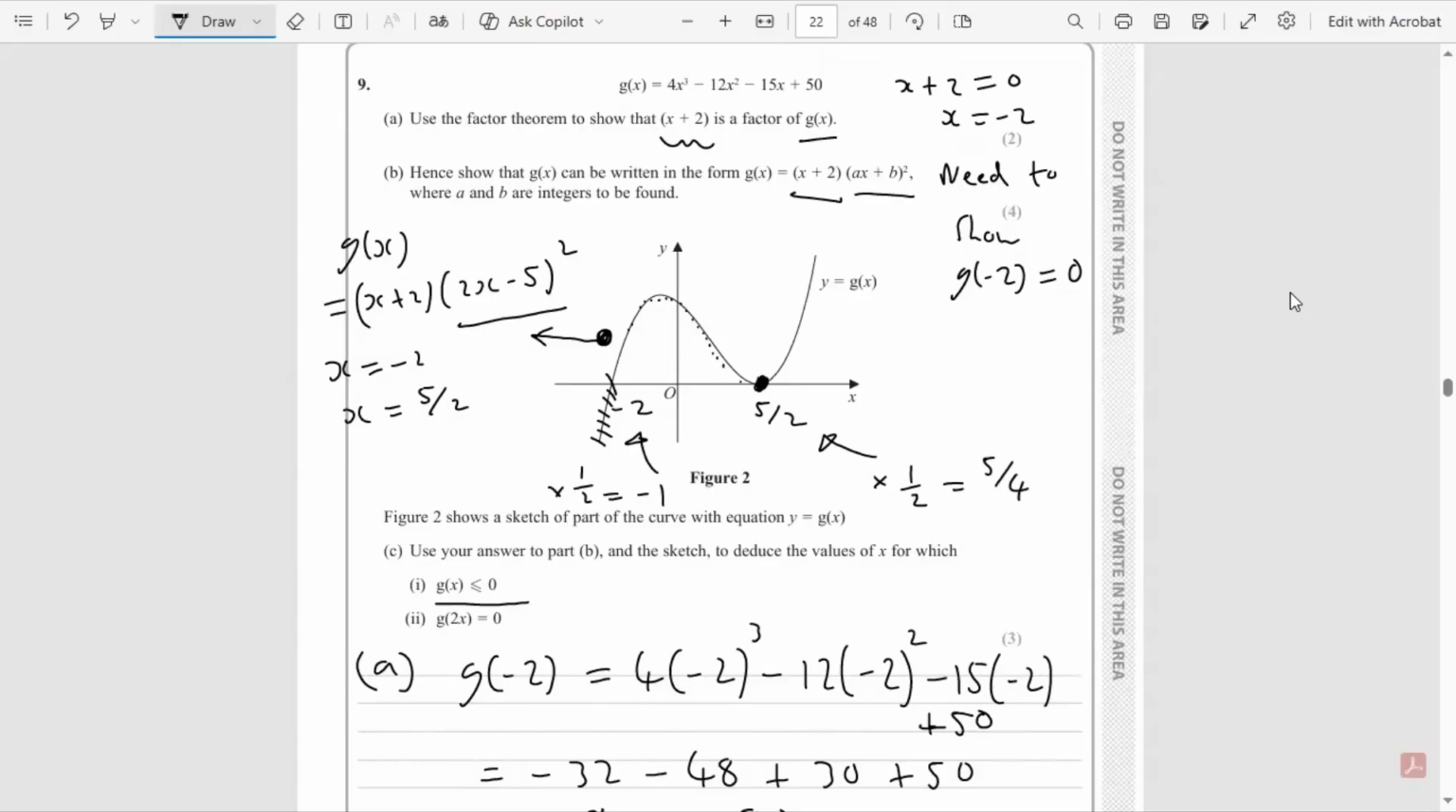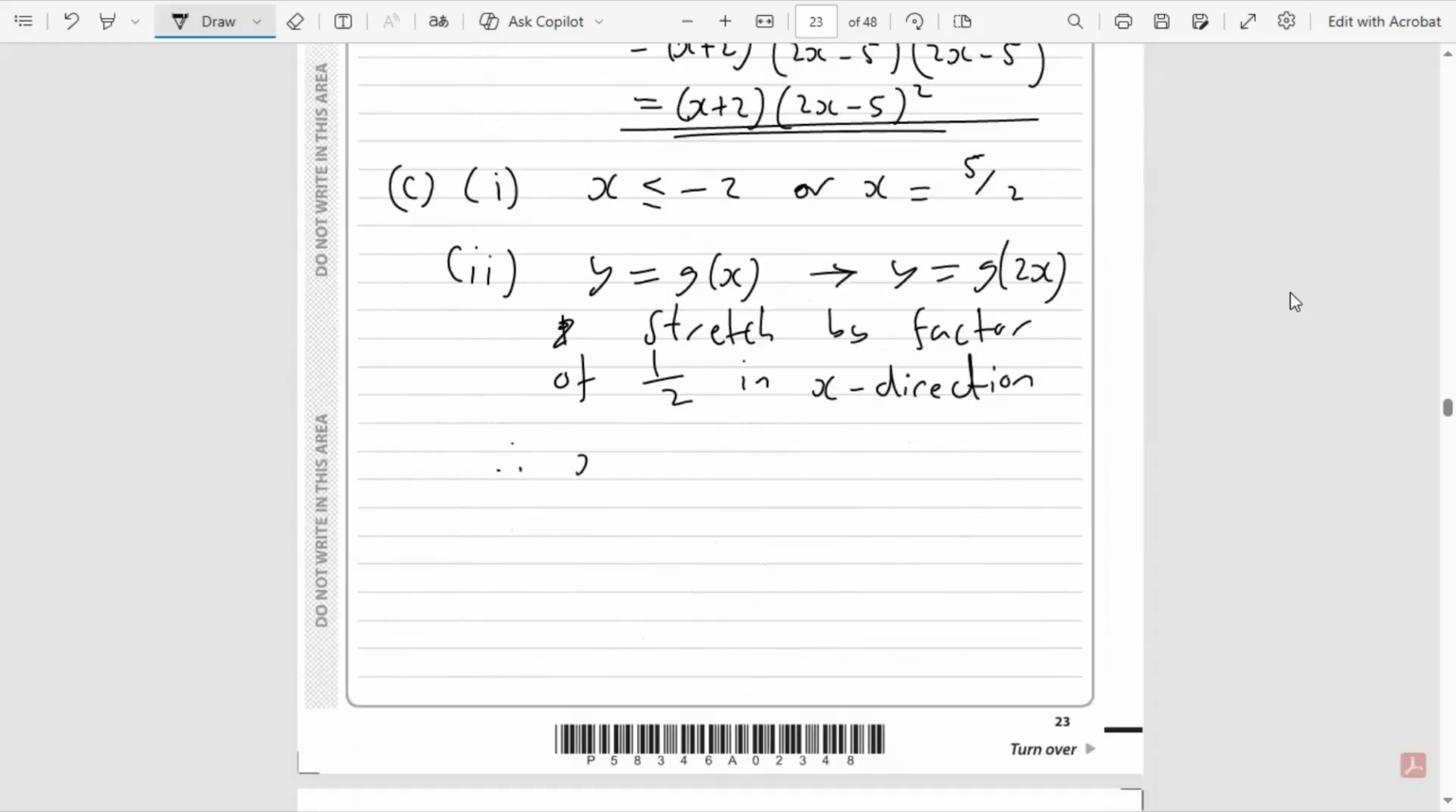So the answer to part II will be x equals -1 and 5/4. Let's write that down there. So therefore x equals -1 or x equals 5/4.